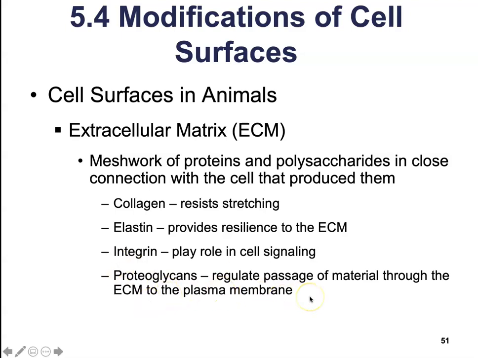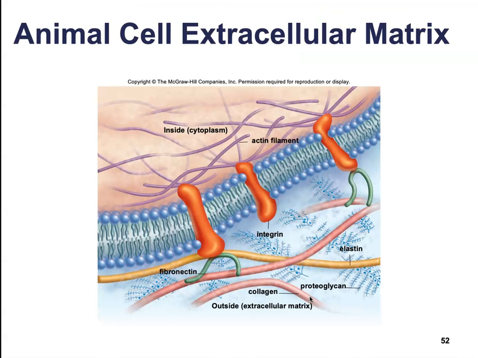Proteoglycans help regulate the passage of material through the extracellular matrix to the plasma membrane. So the extracellular matrix, you can think of it as an extension of the cell. It's outside of the cell, it's not part of the cell, but it's closely associated with it. I guess that's the best way to think about it.